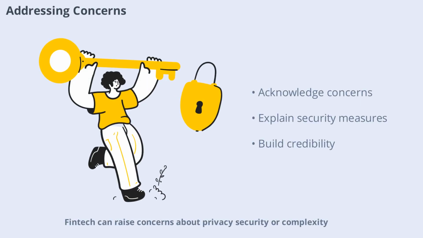Fintech can raise concerns about privacy, security, or complexity. Address these openly when communicating. For instance, explain how encryption protects user data or how apps are designed to be user-friendly. Tackling concerns head-on builds credibility and reassures your audience.